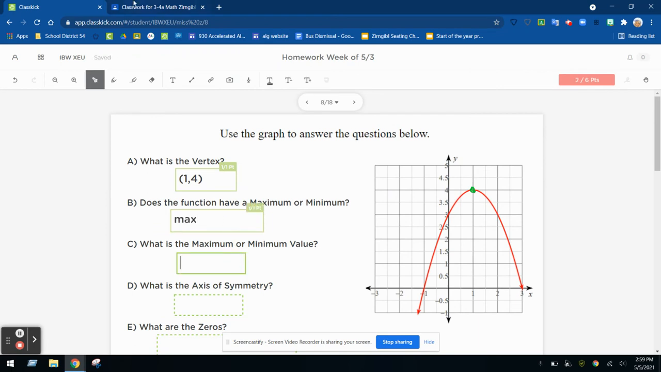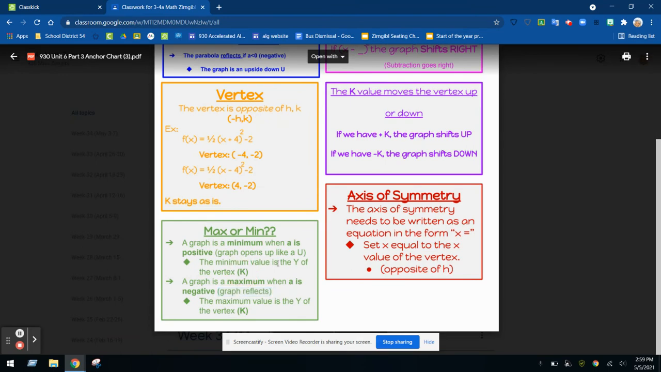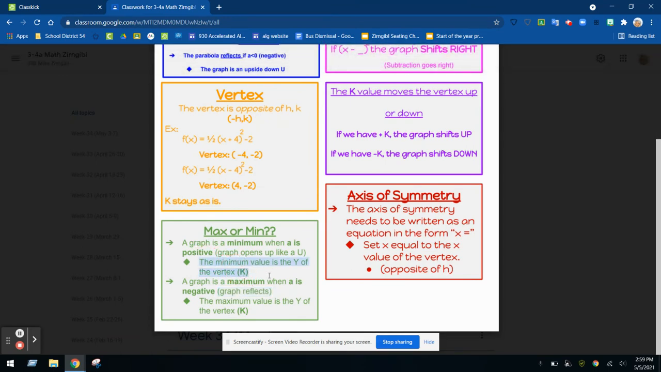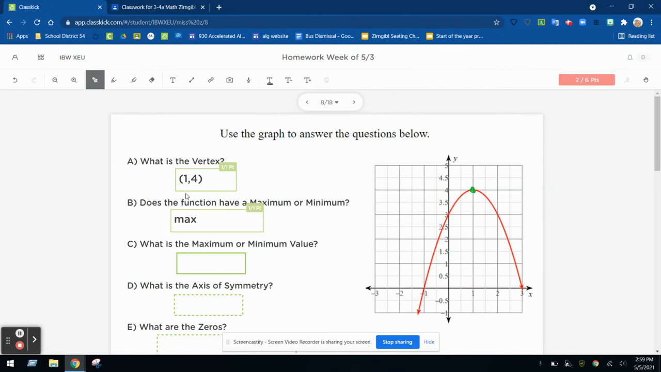And that maximum or minimum value, what does it say here? It is the y of the vertex, or the k. So the y of our vertex is 4, so our maximum value is 4.